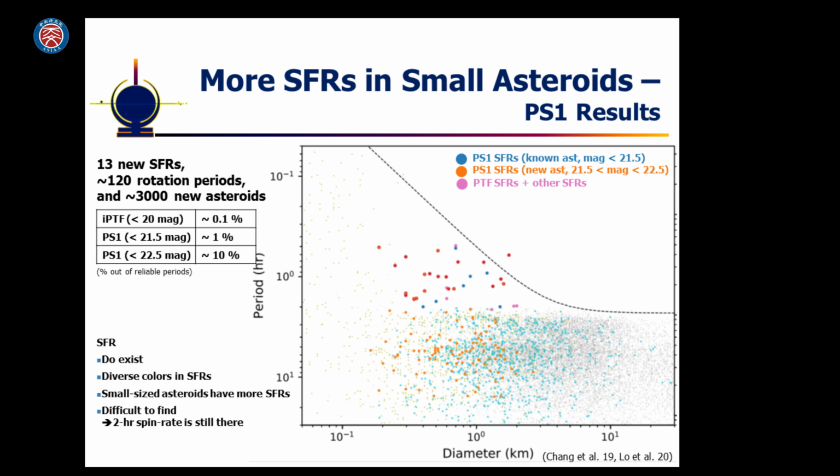So let me make a short conclusion here. From Pan-STARRS and PTF, we found superfast rotators do exist, and they have diverse colors, which means there is no material tendency, and smaller asteroids seem to have more superfast rotators. However, it's still very difficult to find an asteroid with a rotation period shorter than 2 hours when compared to the average asteroid. So it looks like we hit a dead end, but we just wonder what else we can do more.